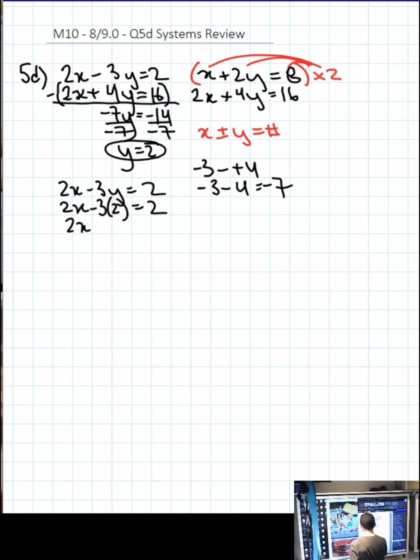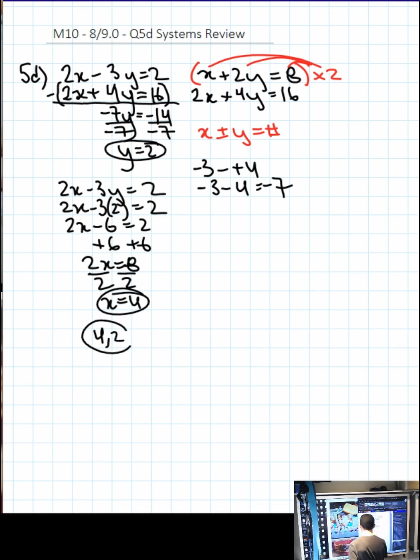2x, negative 3 times 2 is negative 6. If we add 6 to both sides, we get 2x equals 8. Divide both sides by 2, x equals 4. Immediately we have our intersection, (4, 2). Circle your answer.